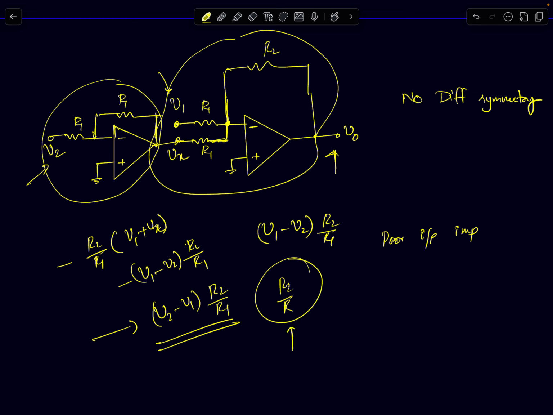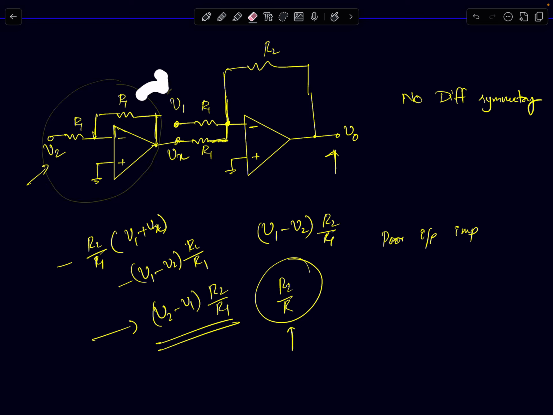Ideally, the common mode gain is 0. But now if you see, there are two different paths. There is one path for one signal, and the other signal's path is different. So I have a problem here with common mode, because the circuit doesn't have any differential symmetry.